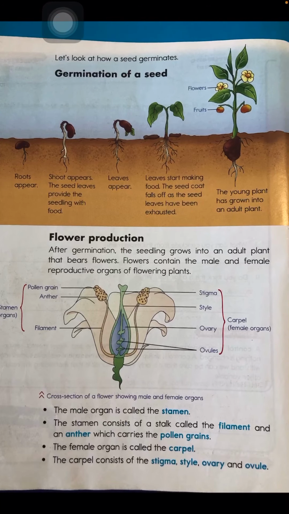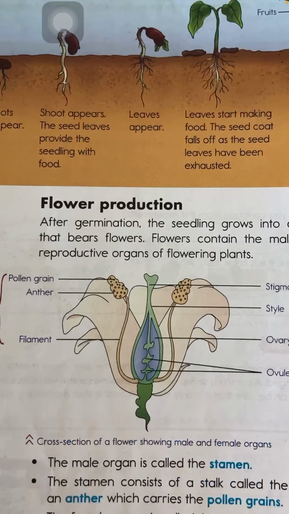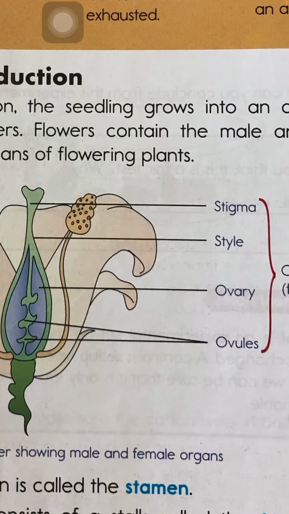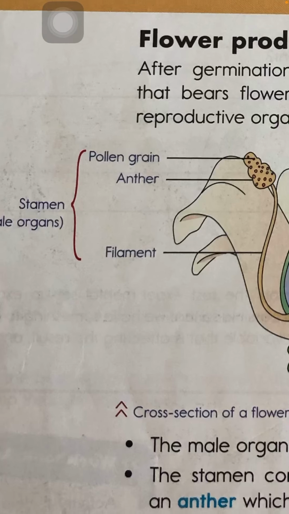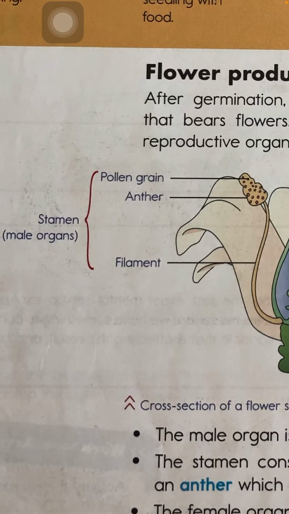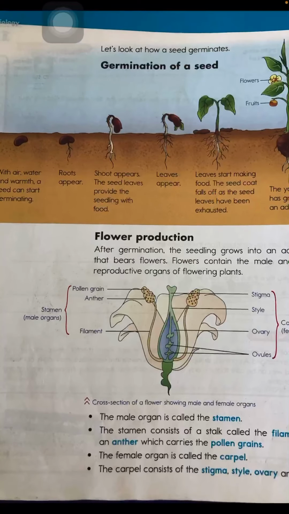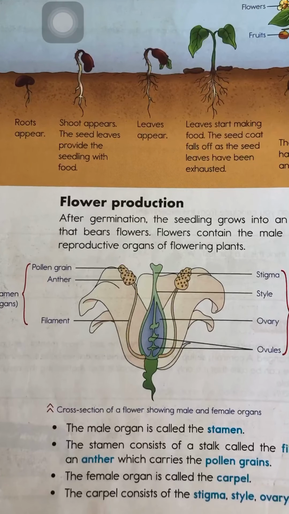While the female organ is called the carpel, and the carpel consists of stigma, style, ovary and ovule. You are again seeing that this whole structure is called the carpel, which consists of stigma, style, ovary and ovule, and this part is called the male organ, which consists of filament and anther. In the anther pollen grains exist, and these two structures are within one flower, containing male and female organs.